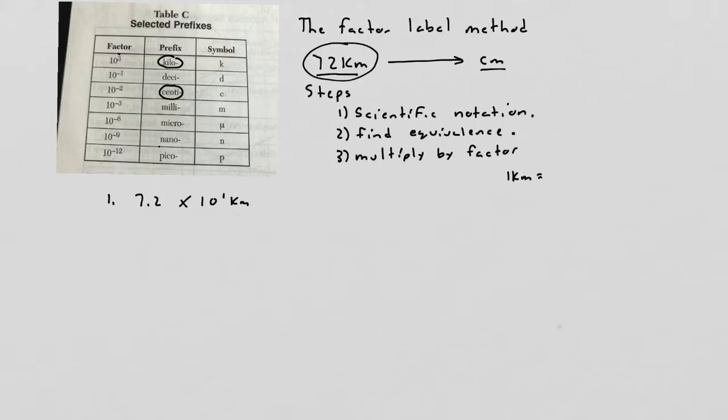The value for kilo is 10 to the third. The value for centi is 10 to the minus 2. The difference between those is 10 to the fifth power. So for 1 kilometer, there's 10 to the fifth centimeters. And make sure we're clear on this.